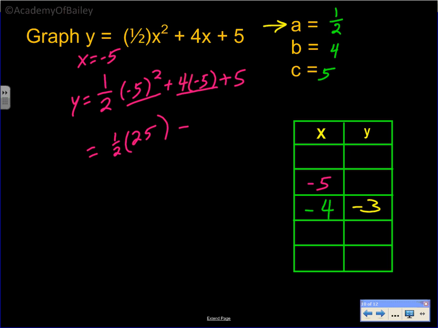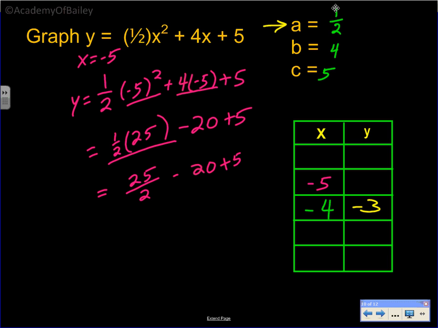And 4 times negative 5 is negative 20. And so we're working this out. Now, what's 1/2 of 25? 1/2 of 25 is not a good number to work with. We can change it to a decimal, or we can leave it as that improper fraction. So we have 25 halves. And then we have all these other numbers out here to work with.